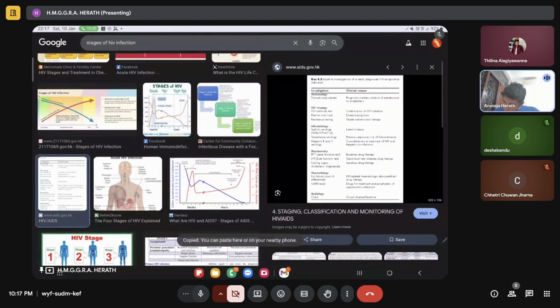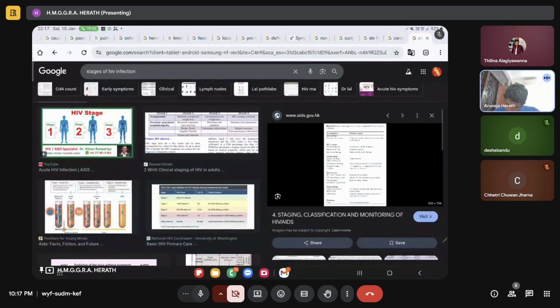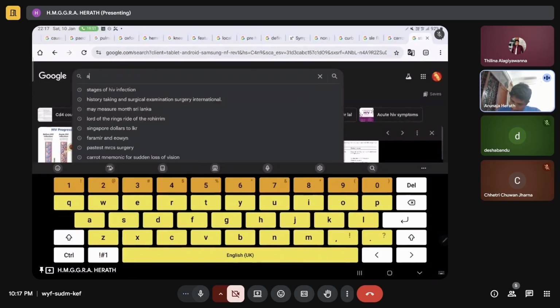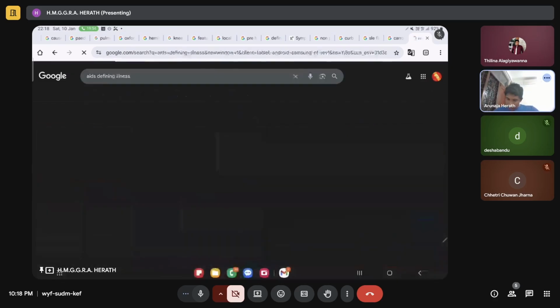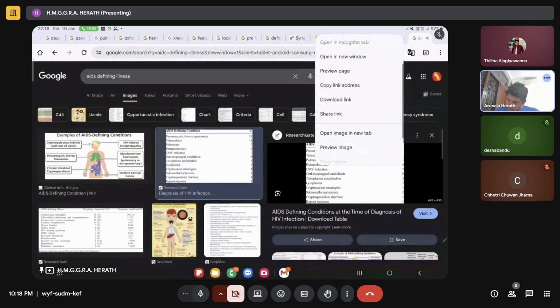So, baseline investigations of a newly diagnosed HIV seropositive patient. These are for after diagnosis, no? Say AIDS defining illness. So these are the AIDS defining conditions.